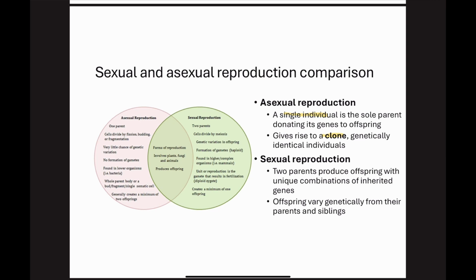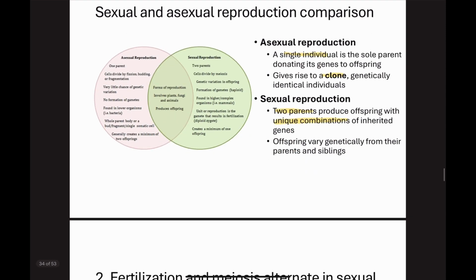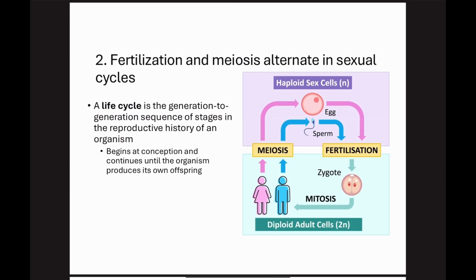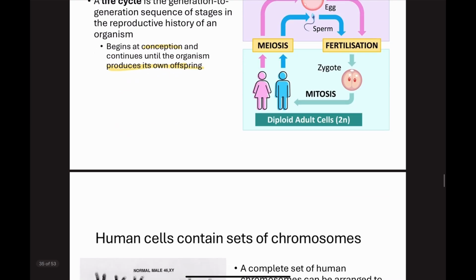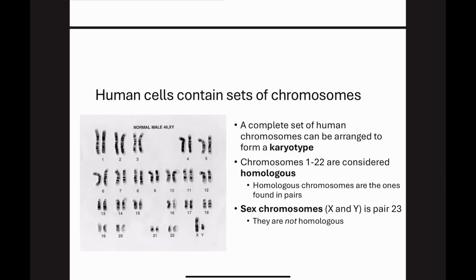In sexual reproduction, we have two parents that are going to produce offspring that have unique combinations of inherited genes. Unlike a clone, offspring produced by sexual reproduction vary genetically from their siblings and their parents. When we're talking about a life cycle, we're talking about the generation to generation sequence of stages in the reproductive history of an organism. By these standards, a life cycle is defined as beginning at conception, and it continues until that organism produces its own offspring. So in humans, each somatic cell has 46 chromosomes.